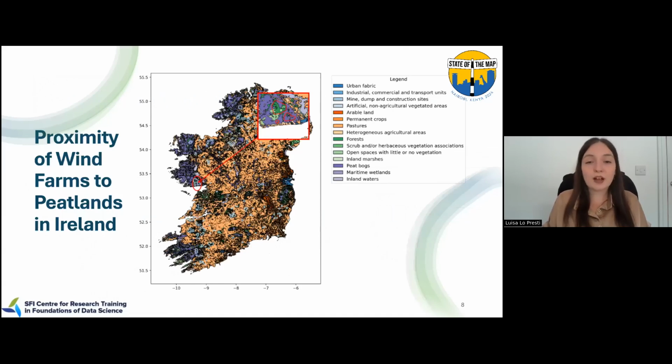Here, I present to you a map of Ireland colored according to land type, where peat bogs are colored in purple. On top of this map, I also represented the 1,000-meter buffer around wind farms. On the right corner of this slide, you can observe a zoom in a particular area where peat bogs and wind farms coexist. This is an example of a situation that needs to be monitored in order to prevent negative impacts.